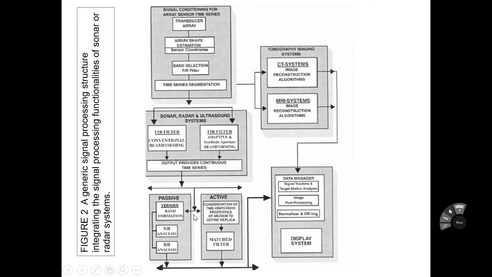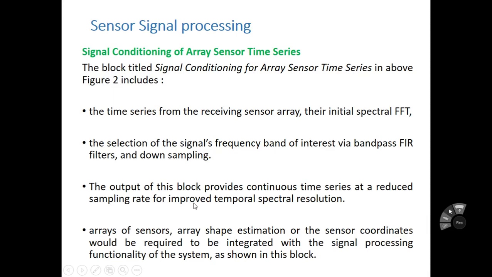So it is written in the next slide. As you can read from this slide, this is the first block, which consists of the time series from the receiving sensor array, the initial spectral Fourier transform, the selection of a single frequency band of interest via a band pass FIR filter, and downsampling. The output of this block provides a continuous time series at a reduced sampling rate for improved temporal spectral resolution.